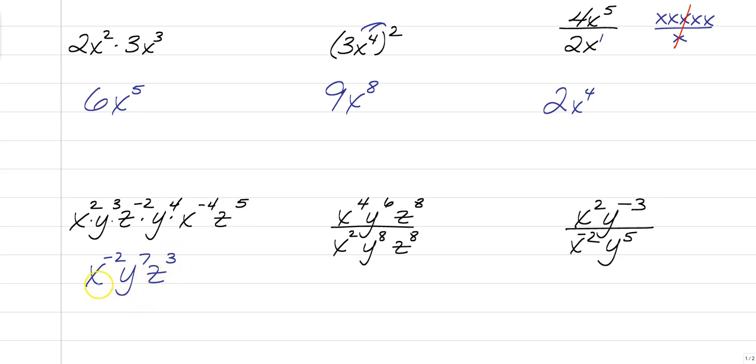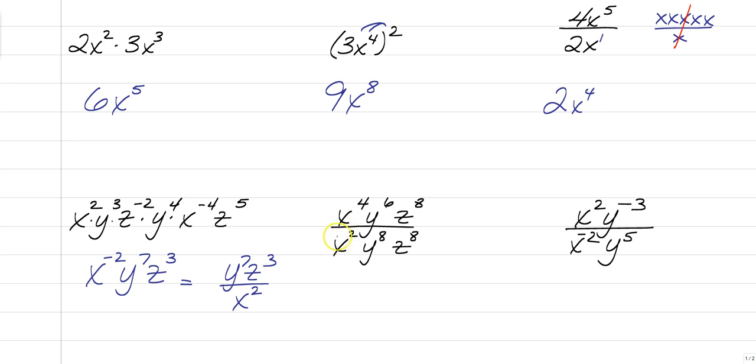But the only thing we don't like here is we are never allowed to have a negative exponent in our answer. So that negative, remember, is a reciprocal. So the final answer for this guy should be y to the seventh, z cubed all over x squared.